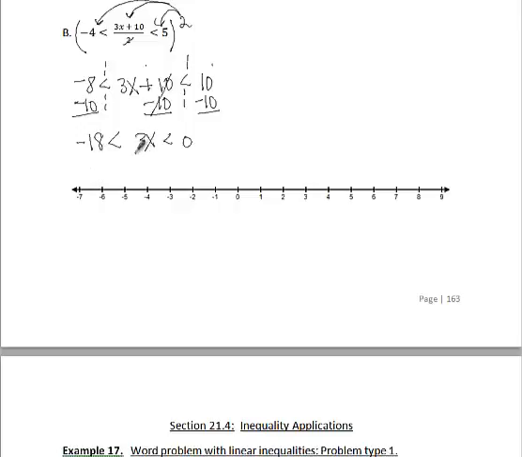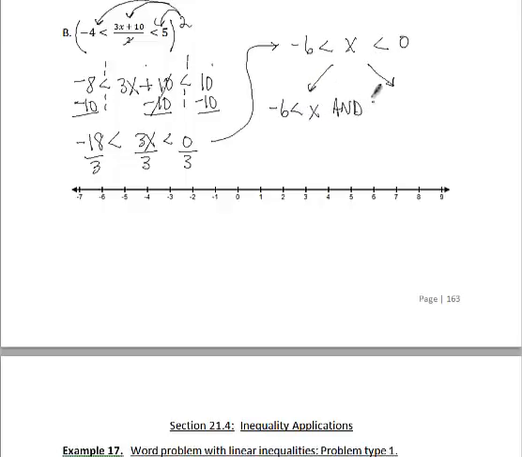Now to finally get the x by itself, we divide by 3 for the left, middle, and the right, and that leaves us with a negative 6 less than x less than 0. 0 divided by 3 is 0. So this is sort of 2 inequalities combined with the conjunction and. Negative 6 is less than x, and x is less than 0. So we sort of repeat this middle part, x, x.